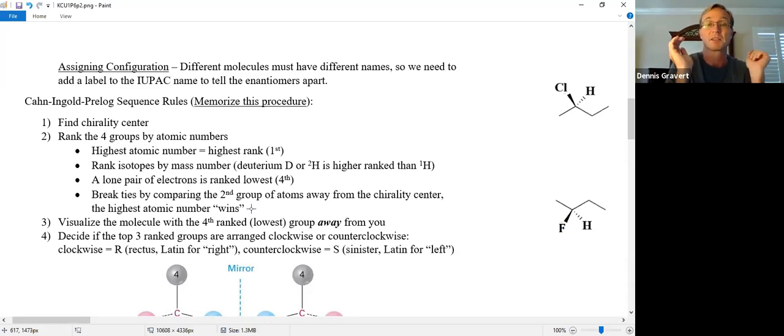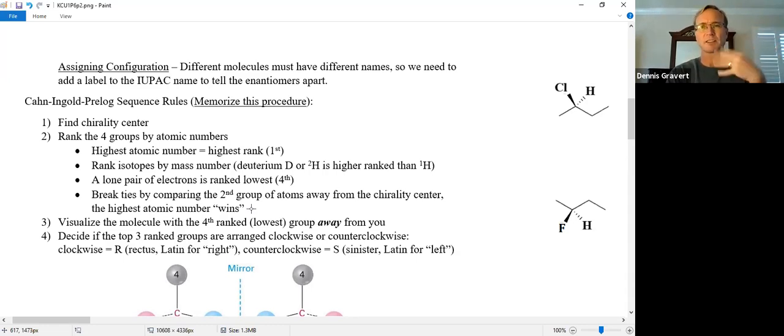The highest atomic number wins. If they're still tied, you go out to a 3rd group of atoms and a 4th until you run out of atoms. And guess what? If it's still tied, you don't have a chirality center, right? You have to have 4 different groups. So there's got to be a difference somewhere. So you will find a difference. Highest atomic number is going to win. Okay, that takes the most work.